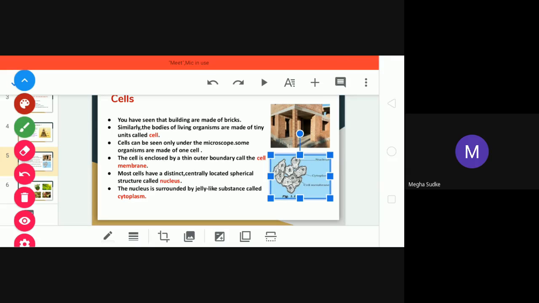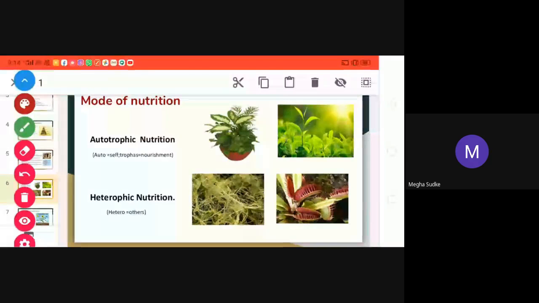Okay, so mode of nutrients. What are modes of nutrients? Every organism takes nutrients in different ways. Human beings take nutrients by eating food, right? So what are the modes of nutrients? What are the types of taking different nutrients?